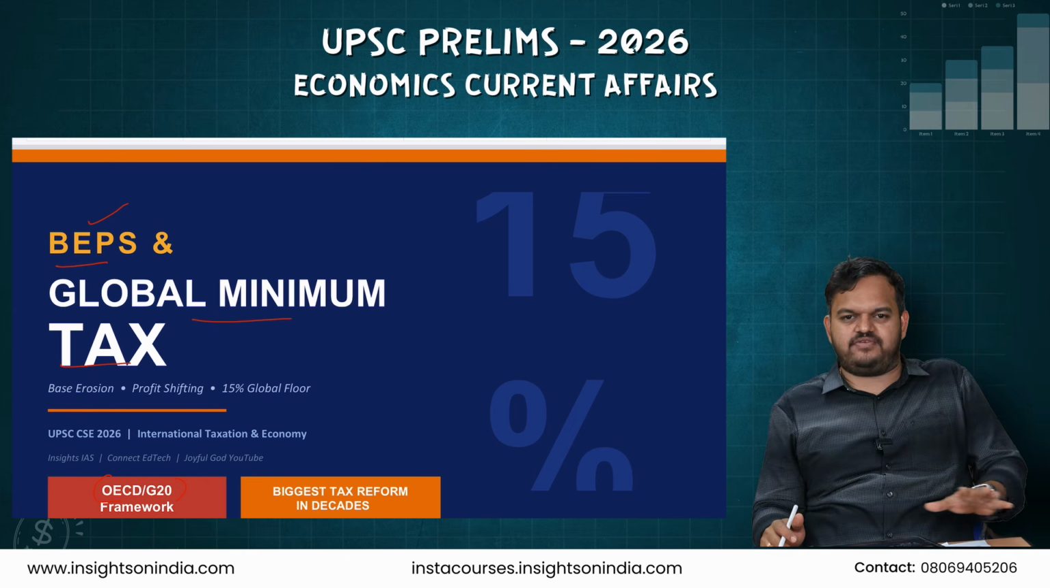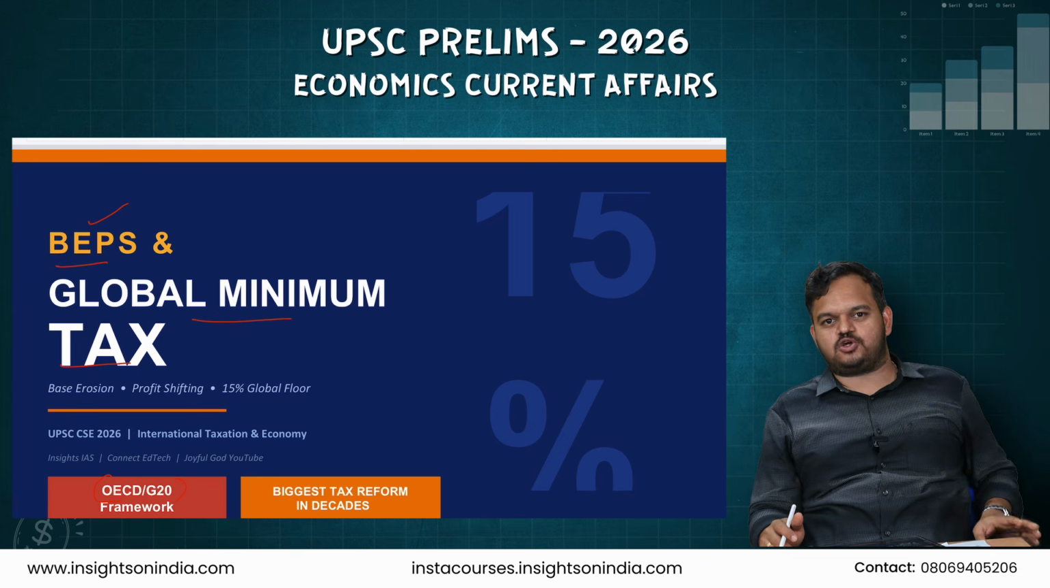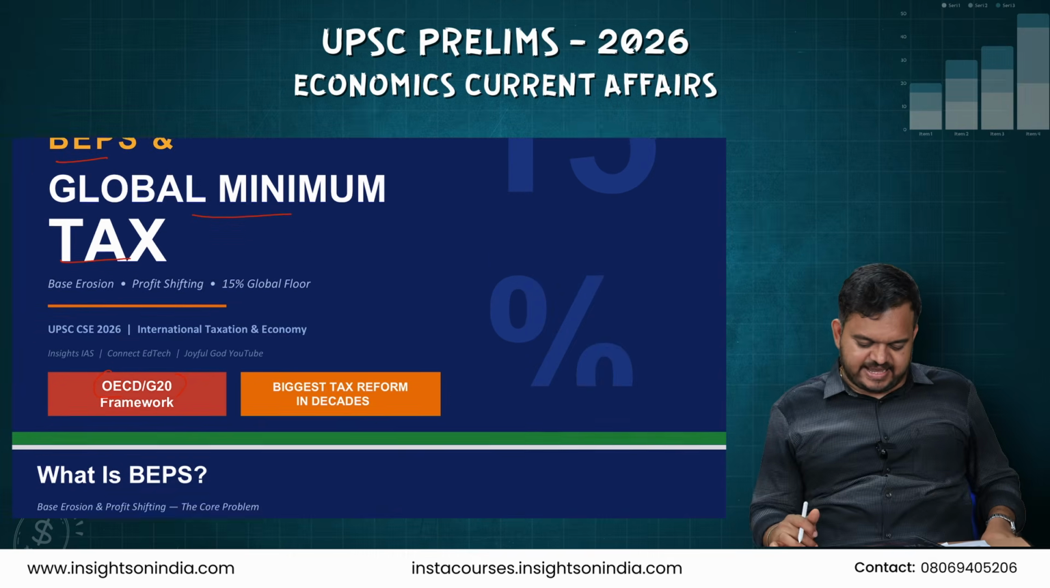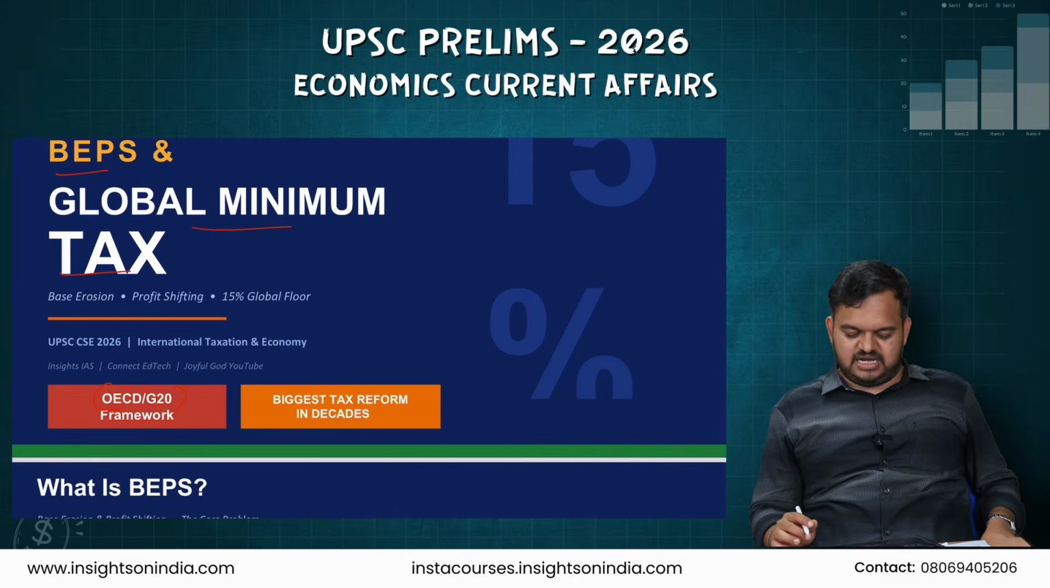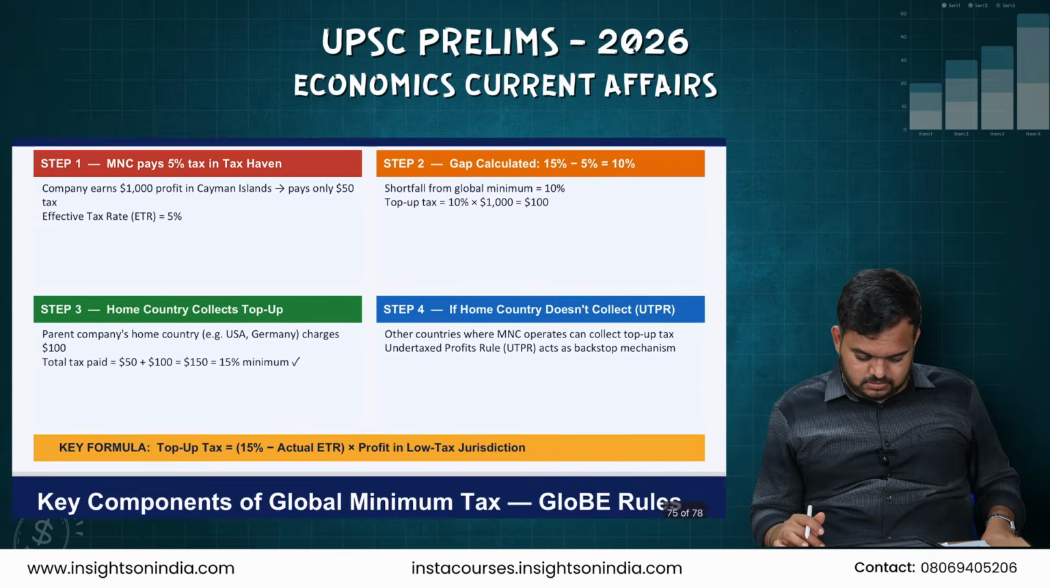So what is that agreement? We don't need to know that, but since it is there in the news, we have to know what is global minimum tax and BEPS. So what is global minimum tax? Again, it is part of the OECD and G20 framework. What happens? You should know.